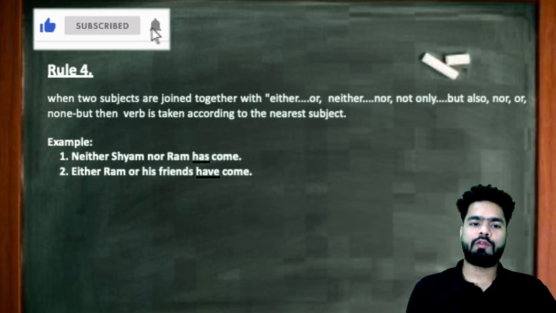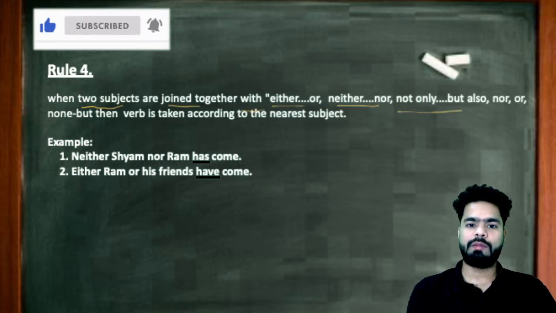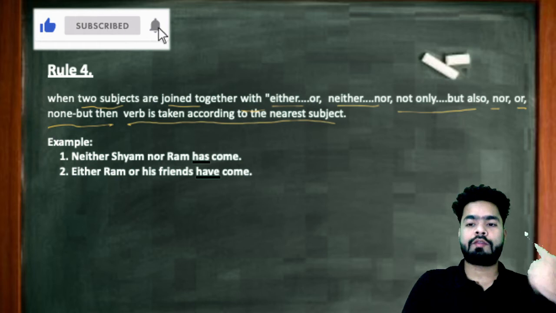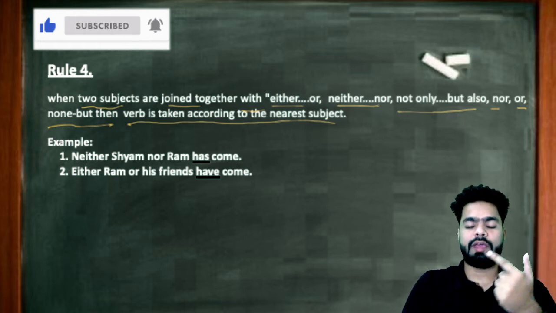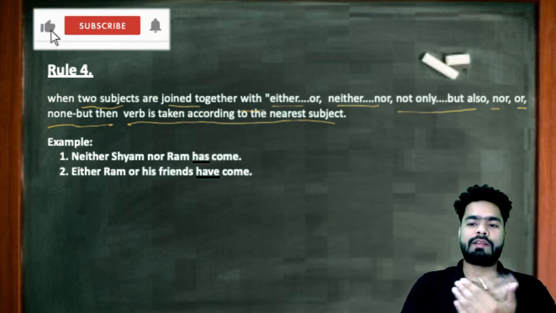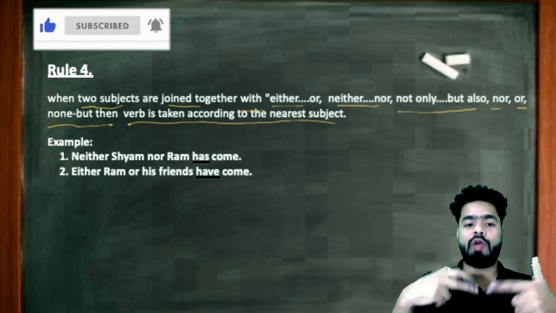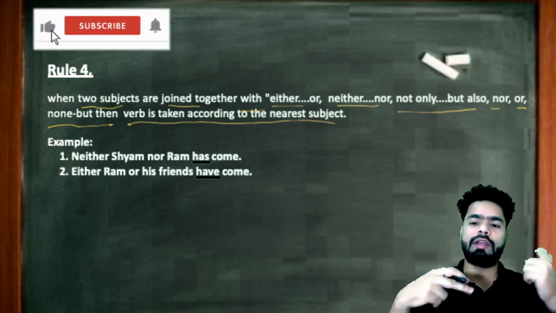Next, rule number 4. What does rule number 4 say? When two subjects are joined together with either or, neither nor, not only but also, nor, or, none but, then the verb is taken according to the nearest subject. Nearest to what? Nearest to the verb. In a statement, you have to see which subject is near to the verb. You have to treat the verb according to the nearest subject.